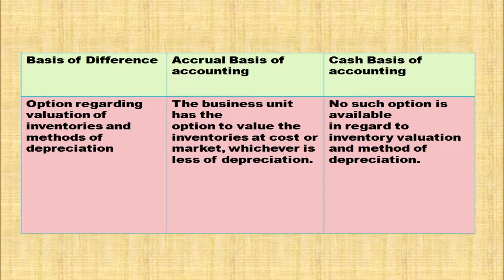When it is considered as a basis, we have to say in accrual basis of accounting, inventories can be valued at cost price or market price, whichever is less. And in the valuation of depreciation, different methods like straight line method and diminishing balance method can be used. No such option is available in regard to inventory valuation and method of depreciation calculation in cash basis.